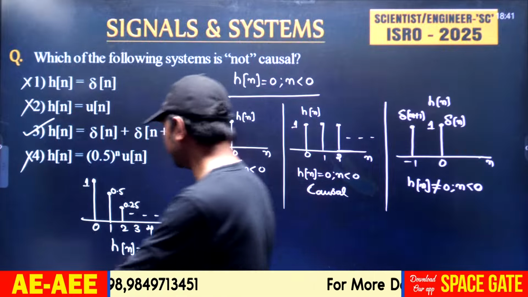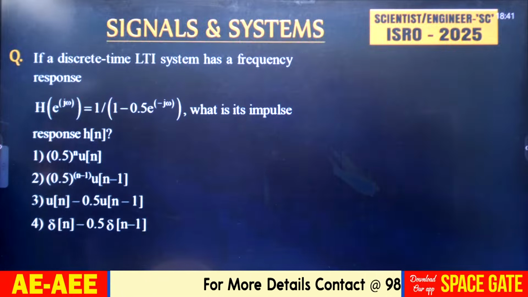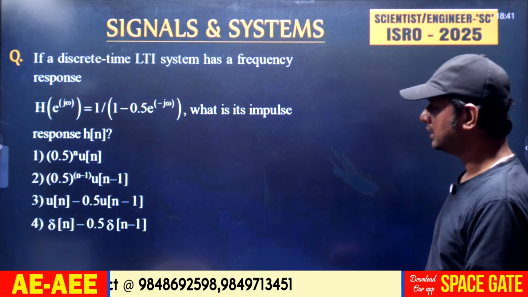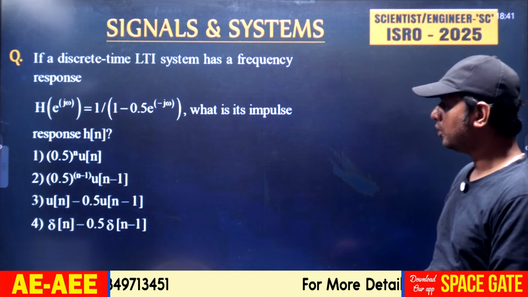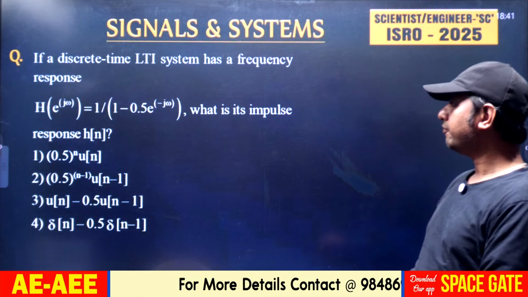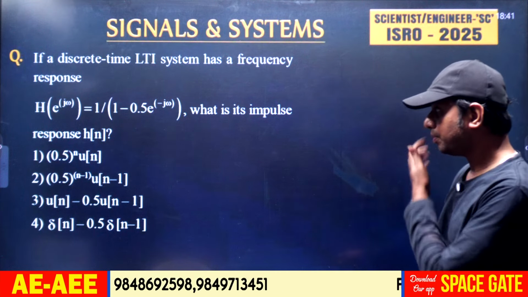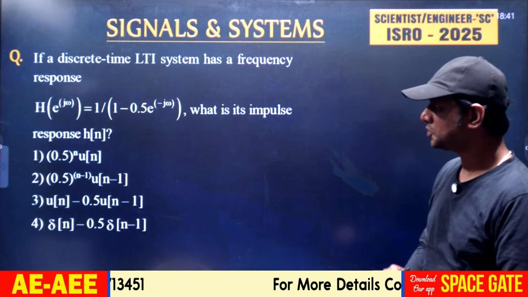Yes. Now let us look at the next question. If a discrete time LTI system has a frequency response H of e power j omega equal to 1 by 1 minus 0.5 e power minus j omega, what is its impulse response h of n? He gave the 4 options.